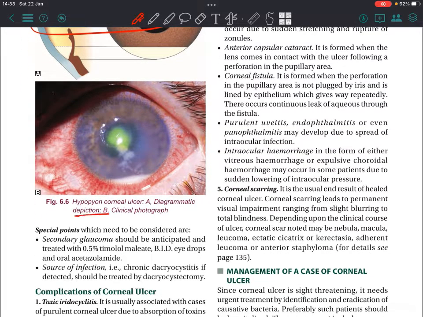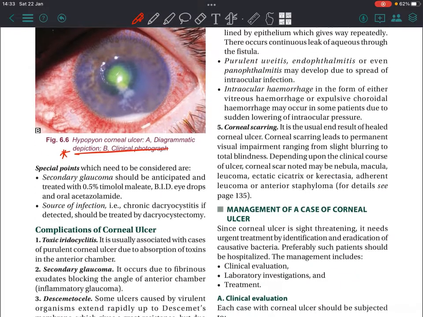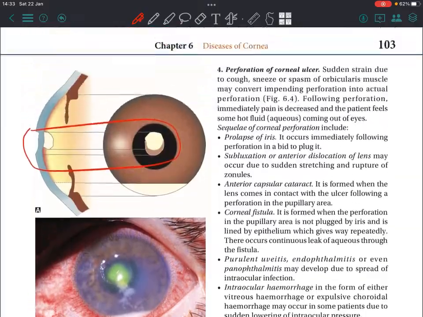Hypopyon corneal ulcer. Special points which need to be considered: secondary glaucoma should be anticipated and treated with 0.5% timolol maleate. Source of infection: chronic dacryocystitis, which if detected should be treated with dacryocystectomy.